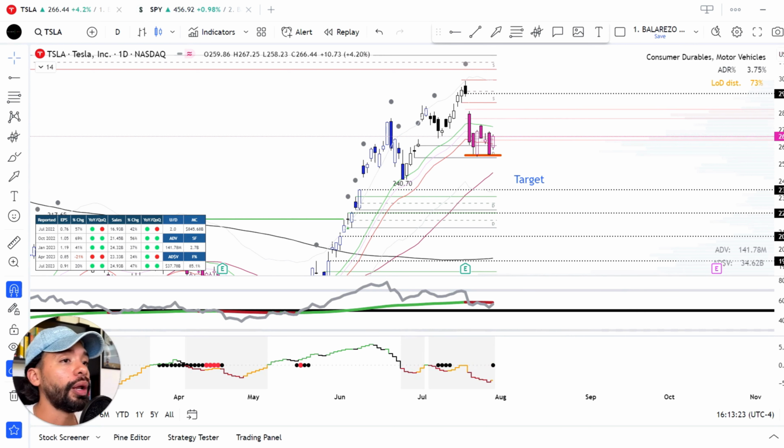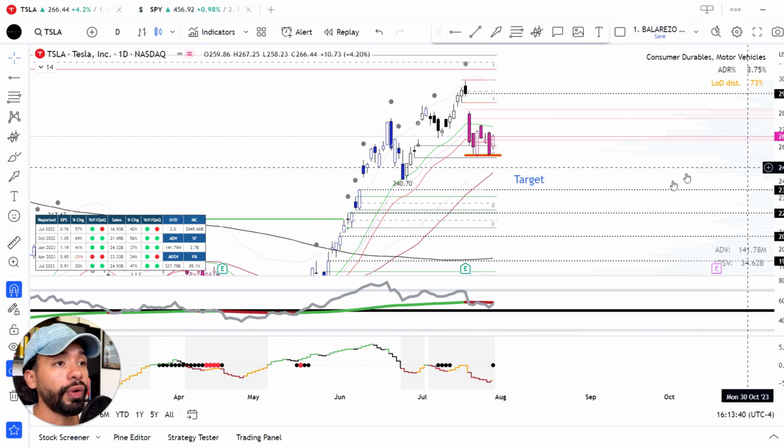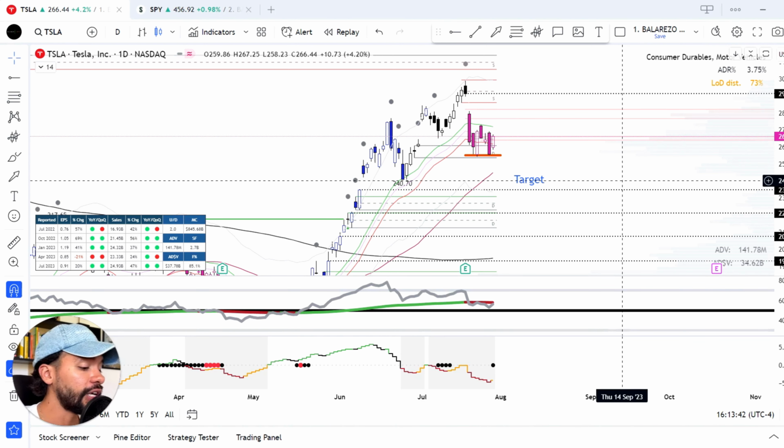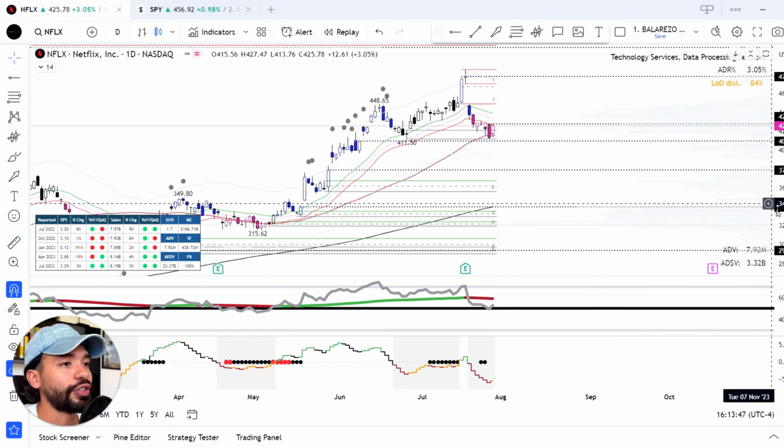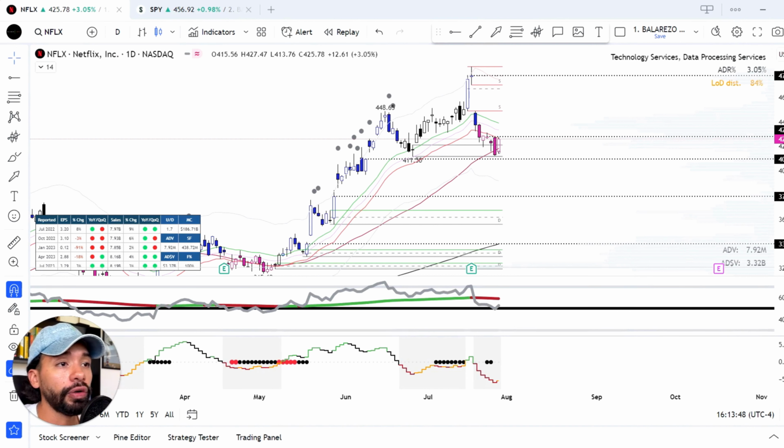So based on what I'm seeing in price, based on what I'm seeing in momentum, I think that the path of least resistance for Tesla, unless we reclaim this high right here, is gonna be a move to the downside and find perhaps some buyers at the 50 daily moving average. So this one right here is a short. So Tesla is a short, and I think Netflix and Microsoft are also looking like shorts.